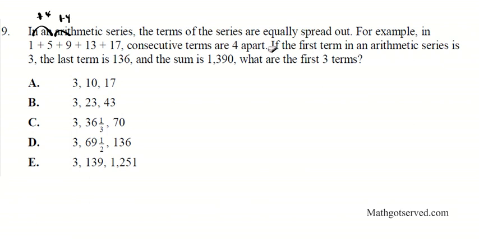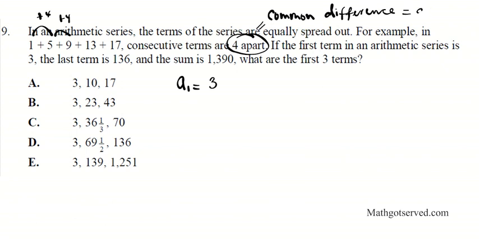Okay? So the question is, if the first term of an arithmetic series is 3, the last term is 136, and the sum is 1390, what are the first 3 terms? I know the first term is 3. So in order to figure out what the next terms are, I need to know the common difference. What separates them is known as a common difference, denoted by the notation d. All right, so that's what I'm looking for, d, okay?